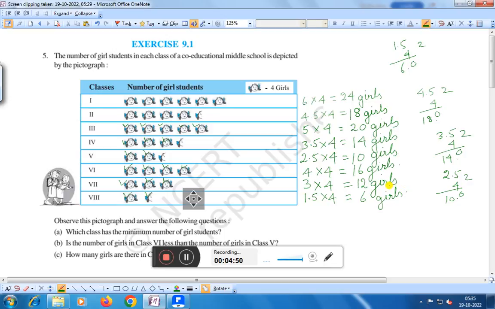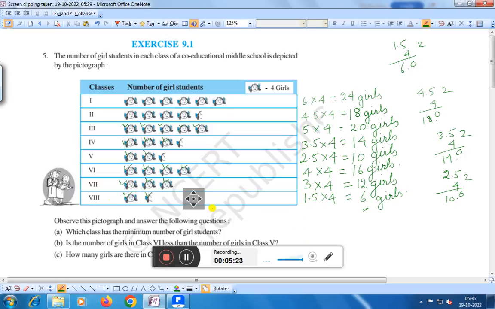Right? Now the question is, observe this pictograph and answer the following questions. Which class has the minimum number of girl students? Minimum number. Here you see this is 24, 18, 20, 14, 10, 16, 12, 6. This is the minimum, right? That means which class has the minimum number of girl students? Therefore, class 8, right?